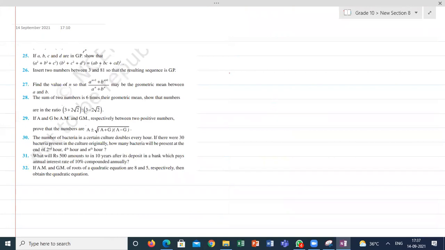The number of bacteria in a certain culture doubles every hour. If it is A in the first hour, in the second hour it is 2A. In the third hour, it is 4A. In the fourth hour, it is 8A. In the fifth hour, it is 16A, and so on.